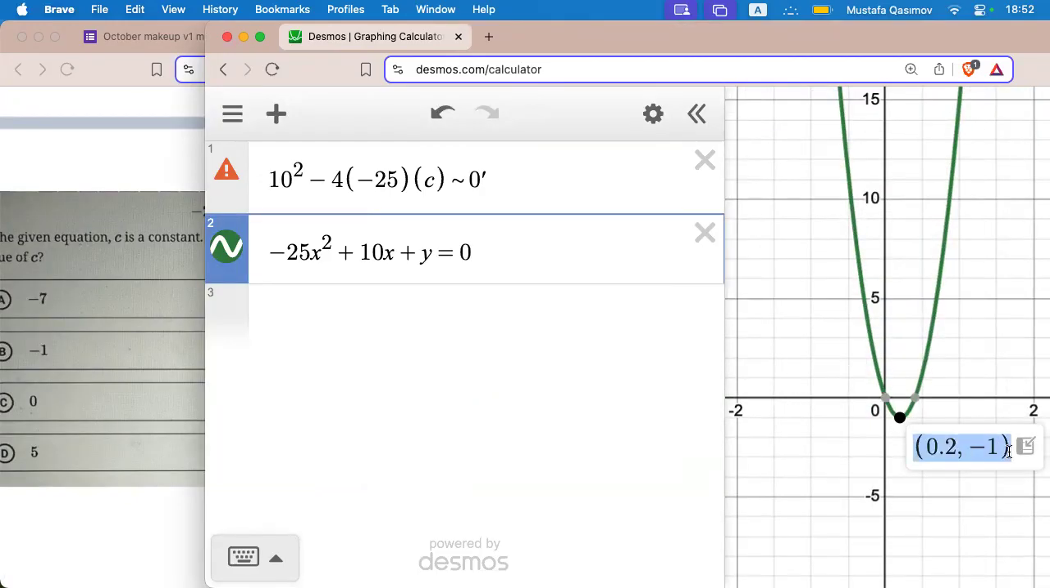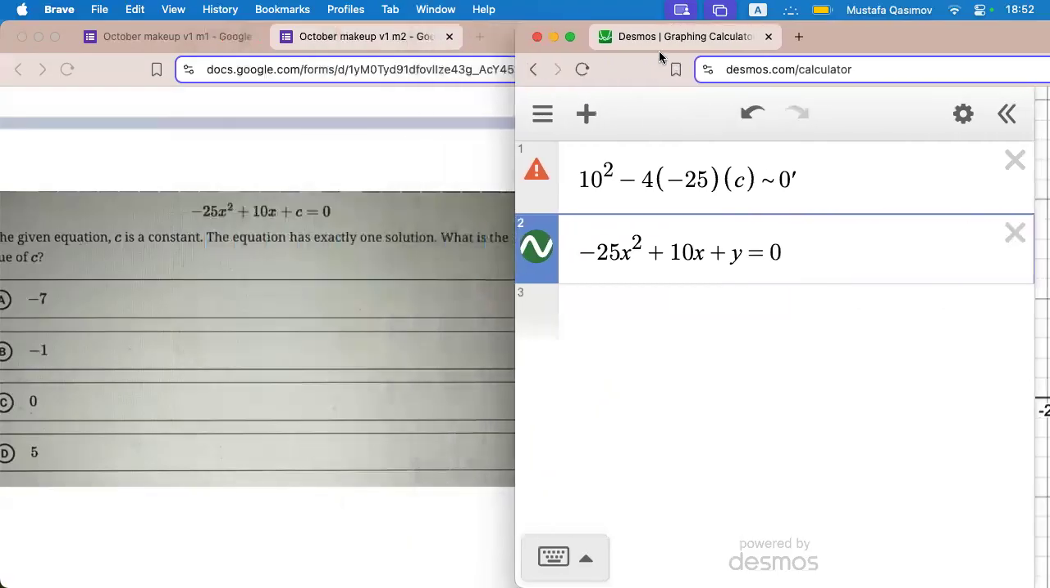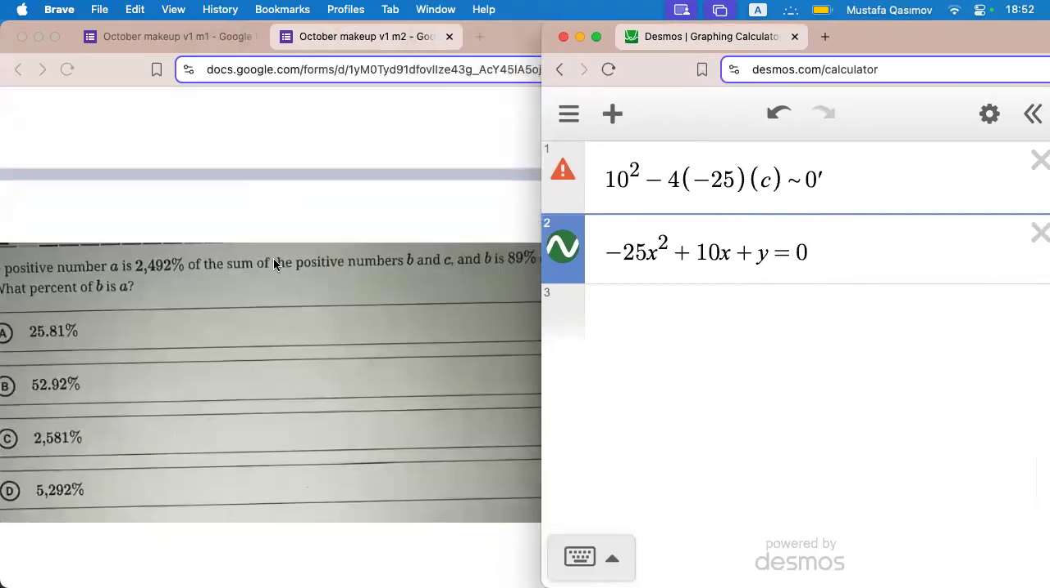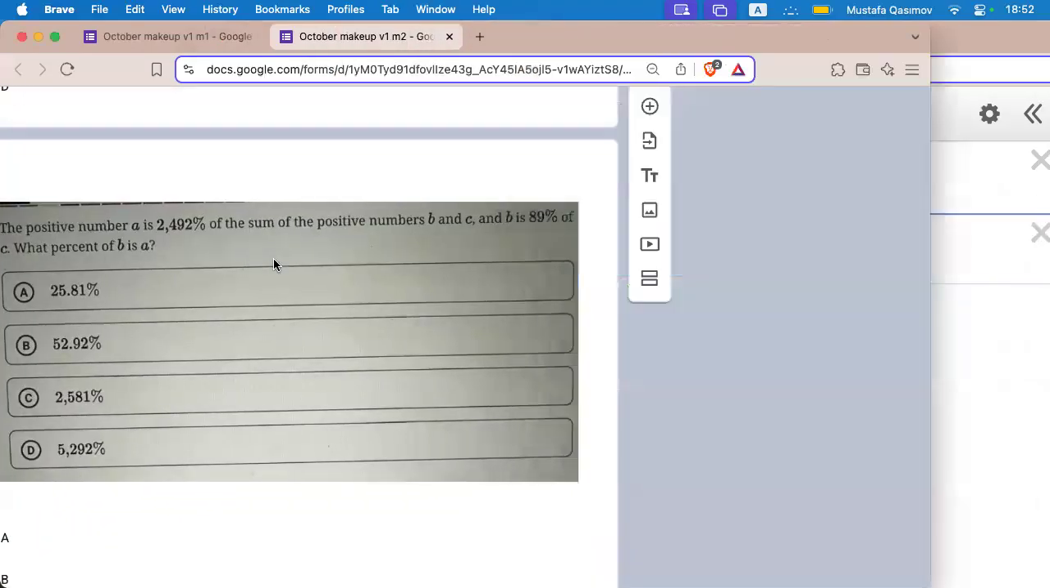Take its y value, negative 1. It's the correct answer. It works for this type of question. Okay. That's right.